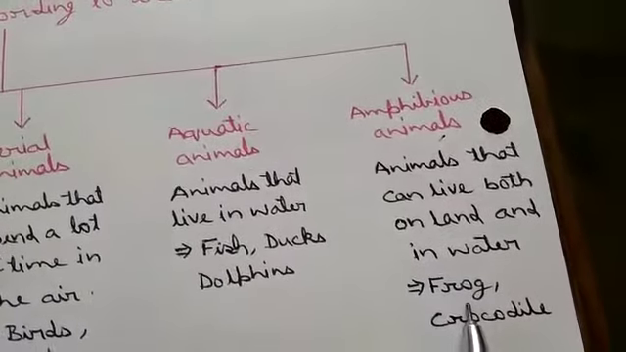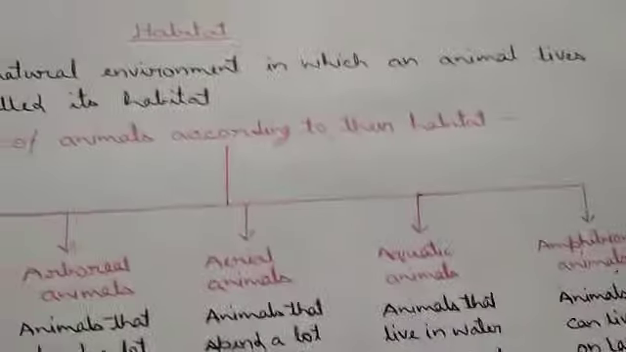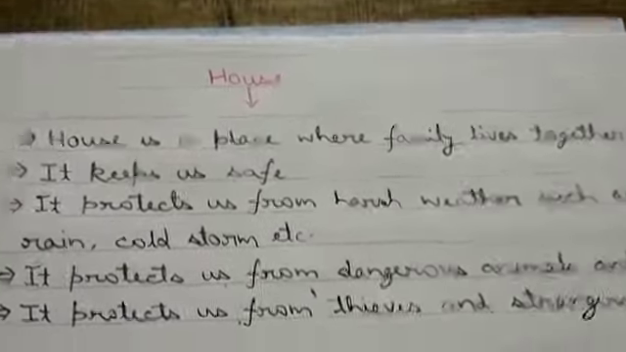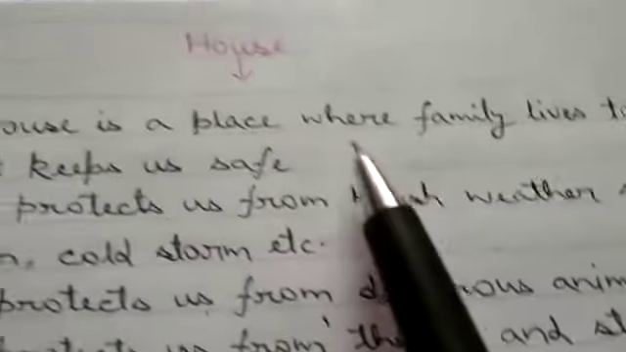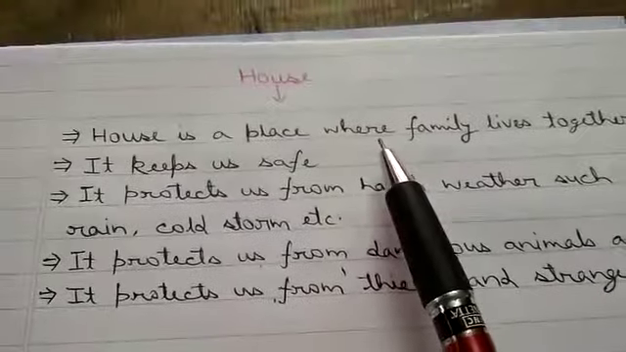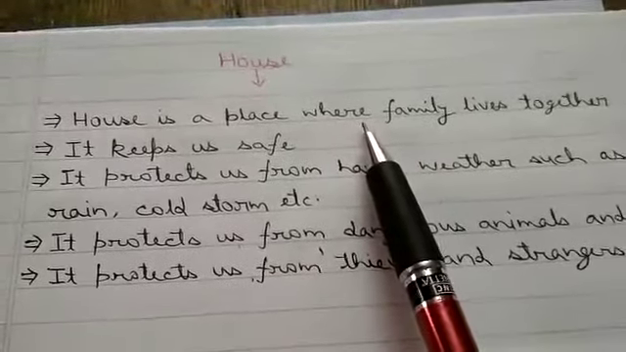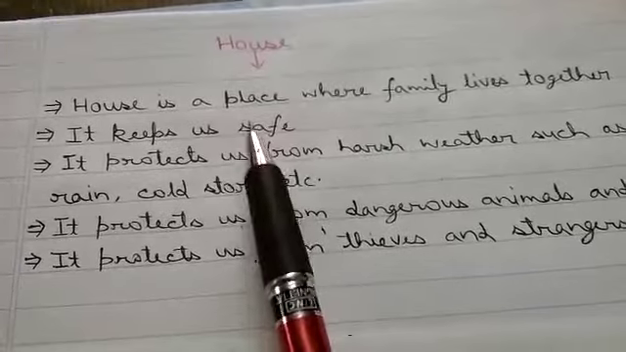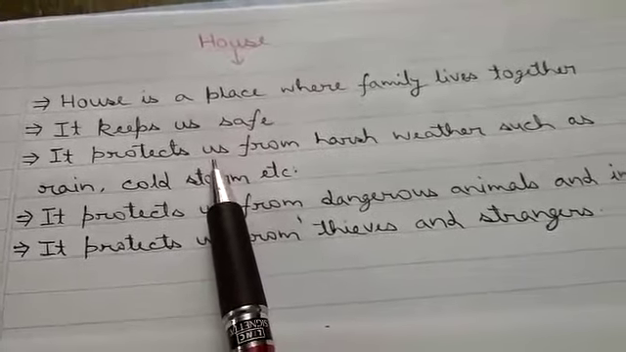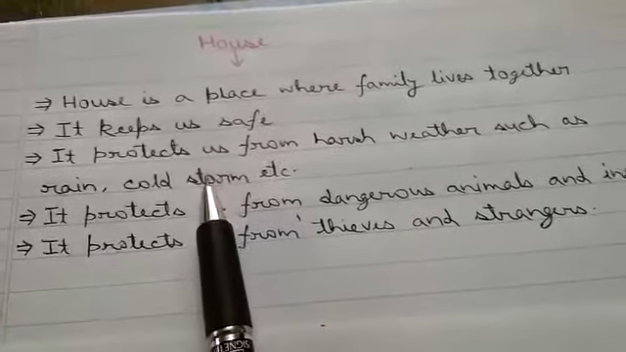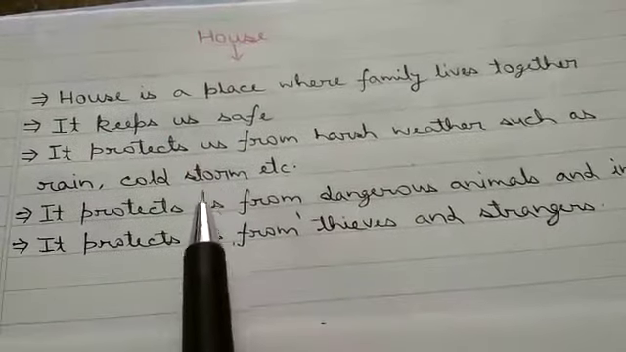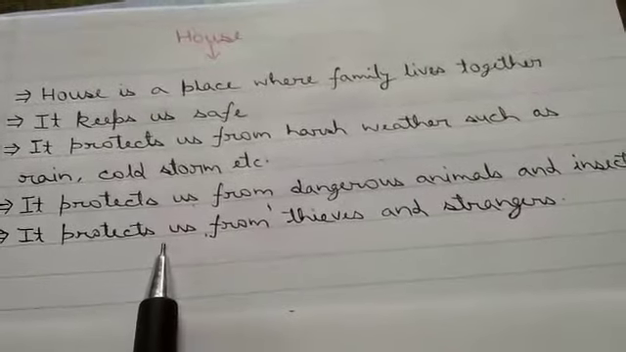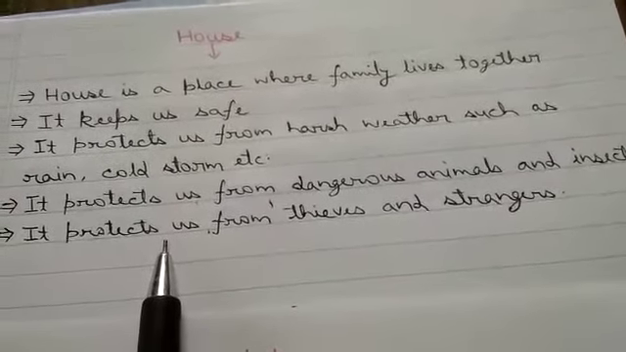So what have you learned today? First, we have learned the importance of a house. Again say it, a house is a place where a family lives together. Similarly, animals also make their houses to live in. House keeps us safe. House protects us from harsh weather conditions such as rain, cold, storm, etc. House protects us from dangerous animals and insects. House protects us from thieves and strangers.